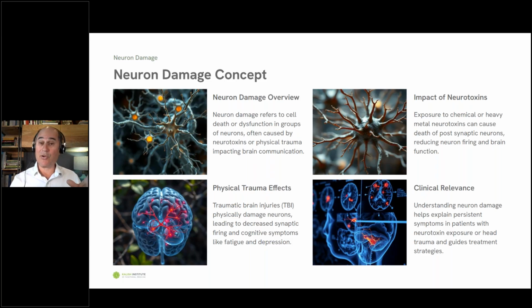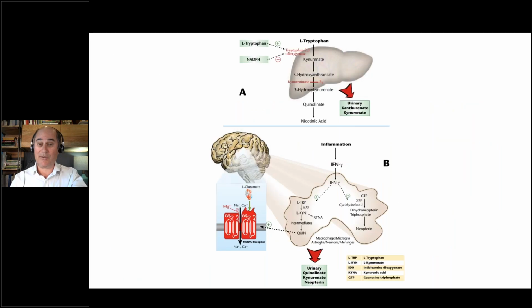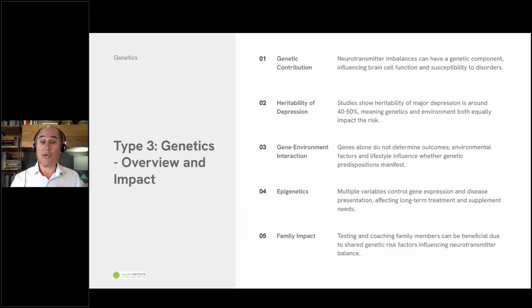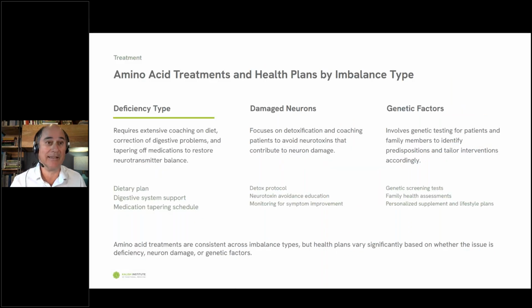So if the neuroinflammatory markers, these ones here, quinolinate and kynurenate, are high, it's very possible that neurons are being damaged. That's what inflammation does. It damages things, if it's long-term, right? Again, short-term inflammation, no problem. Long-term, big problem. And then the last category is genetically based. It's a whole other subject we're not going to get into too much. I just want to let you know that that's the third thing, okay? We just don't have time. Okay, deficiency type, damaged neurons, genetic factors.